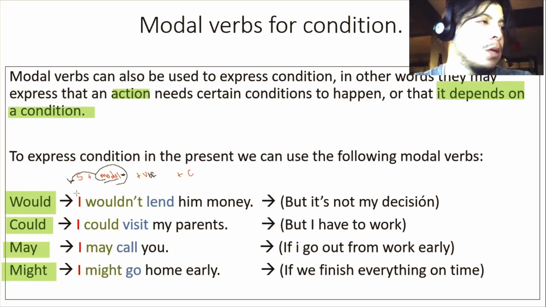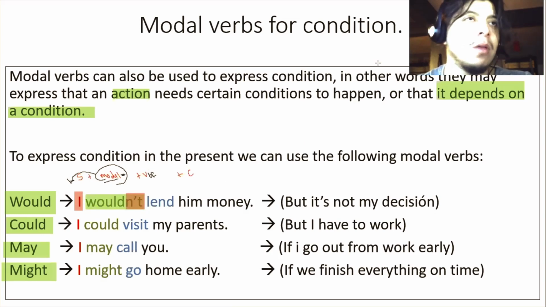conditional modal verbs. Okay, so we have a subject. I have my subject, I. Then after my subject, I have my modal verb. In this case, this modal verb is taking the negative. I am saying a negative statement. This is a negative statement, okay? Then I have my verb, and as always with modal verbs, the verb is in the base form.